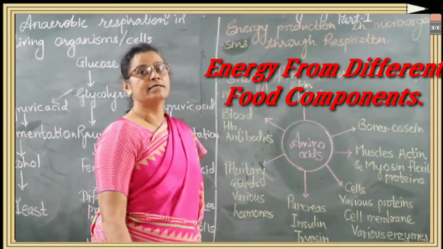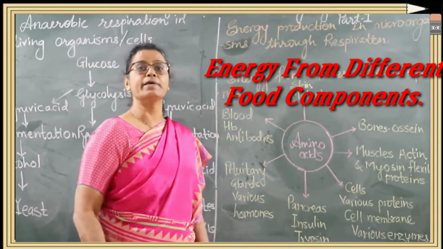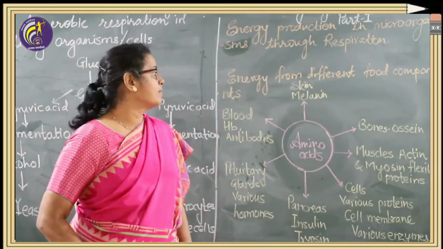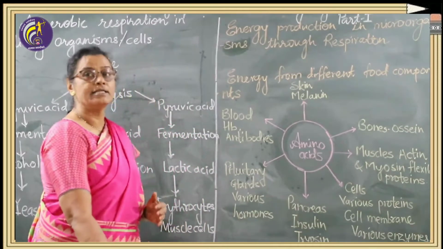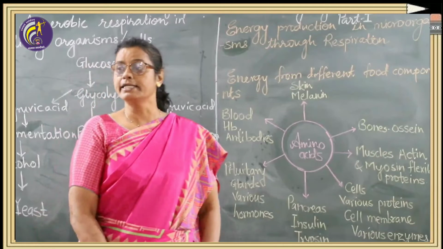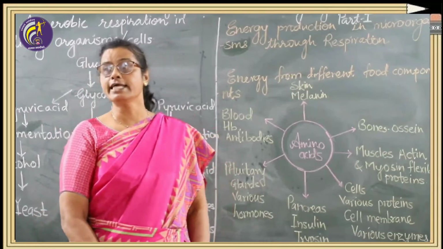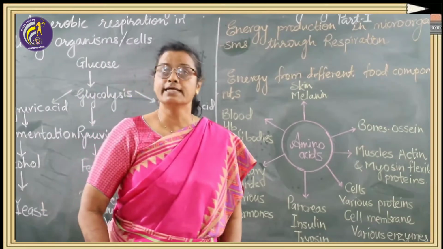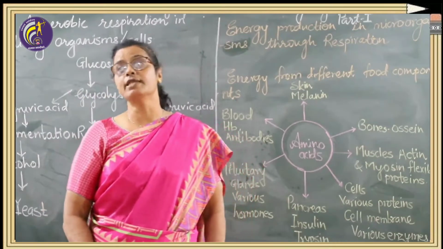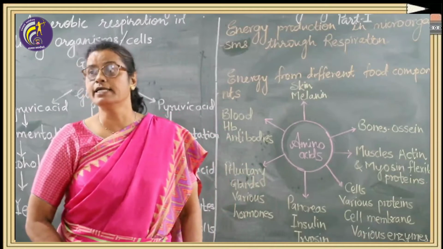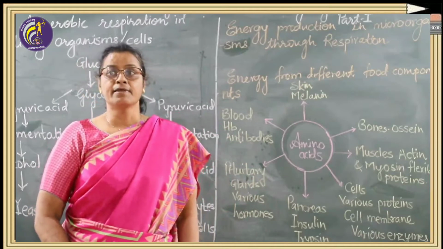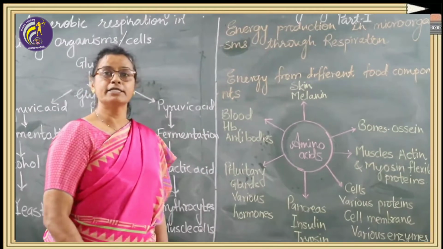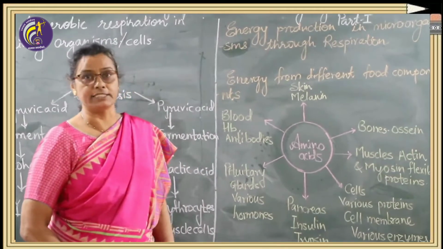We have seen that carbohydrates are the main source of energy in living organisms. We have also seen that when carbohydrates are taken in excess, the extra glucose is converted into glycogen and it is stored in our liver. Now, we are going to study about energy production by means of proteins.